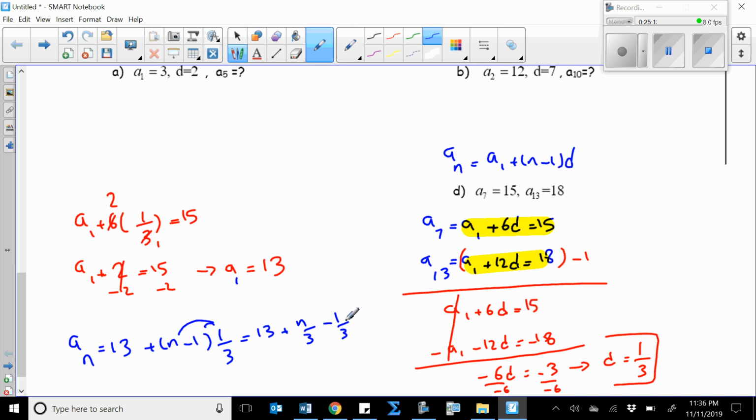13 and negative 1 over 3 will be 39 minus 1, which will be 38 over 3. So it will be equal to 38 over 3 plus n over 3. This will be the general rule for this sequence.